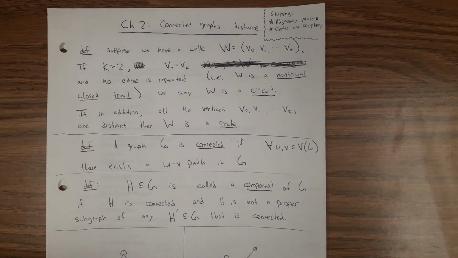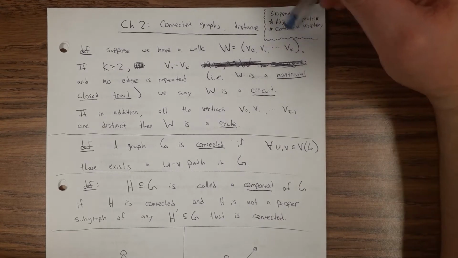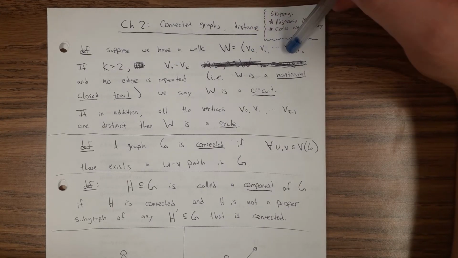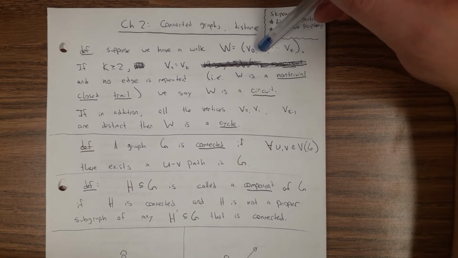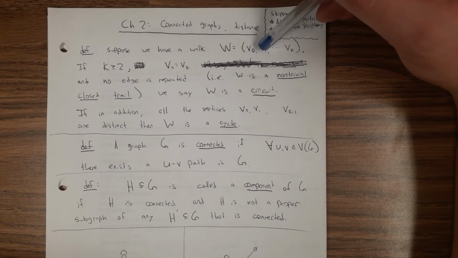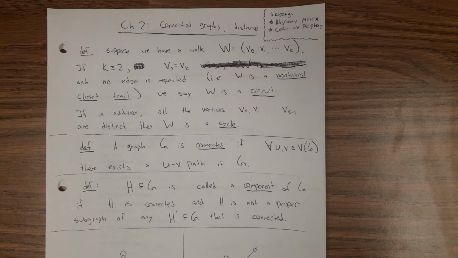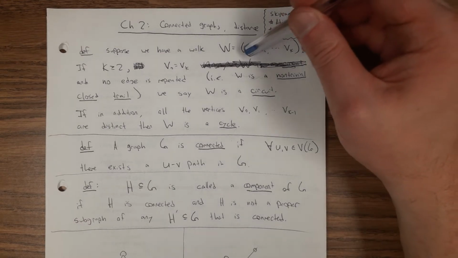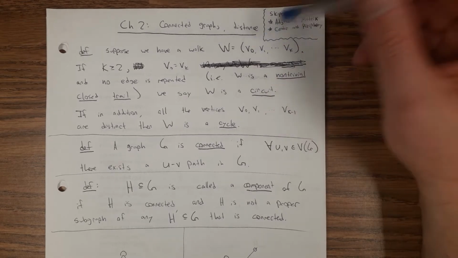All right. Suppose we have a walk, and if you recall, a walk is just a sequence of vertices such that consecutive vertices are adjacent. So V0 and V1 are adjacent to each other, V1 and V2 are adjacent to each other, and so on. It's like you're walking from vertex to vertex, and you can only walk from one vertex to the other if they're adjacent in one step.